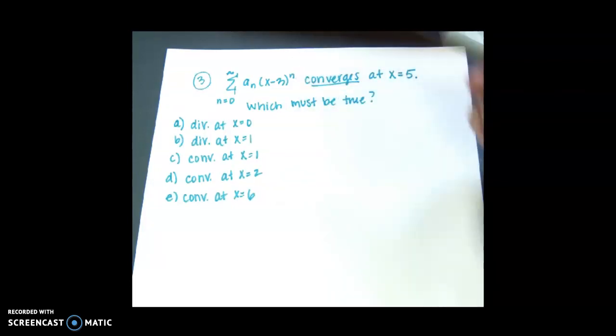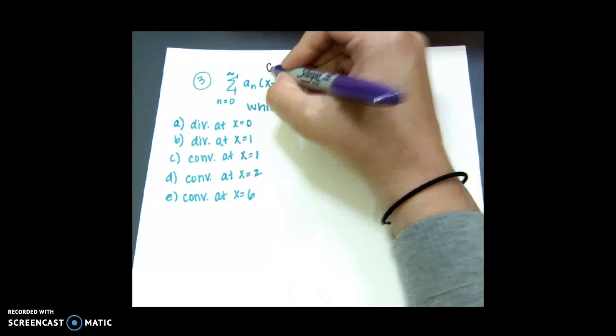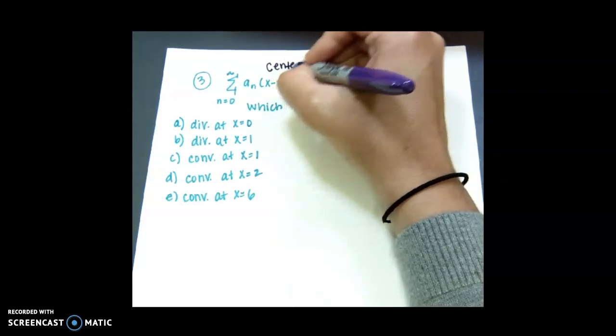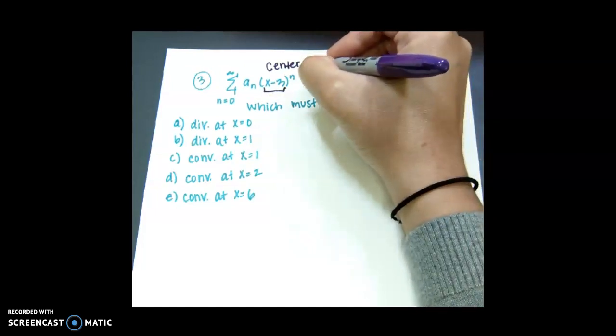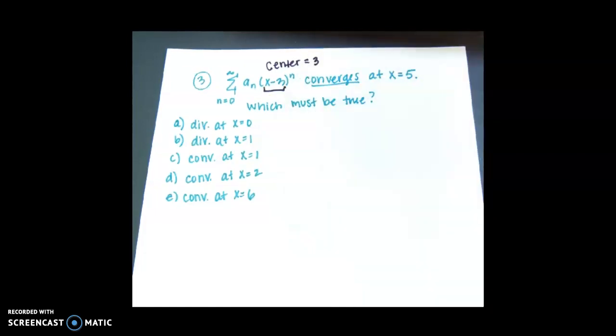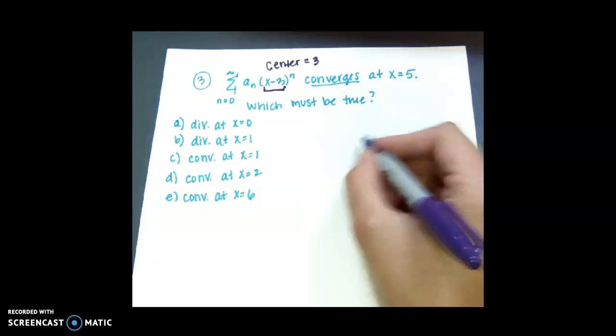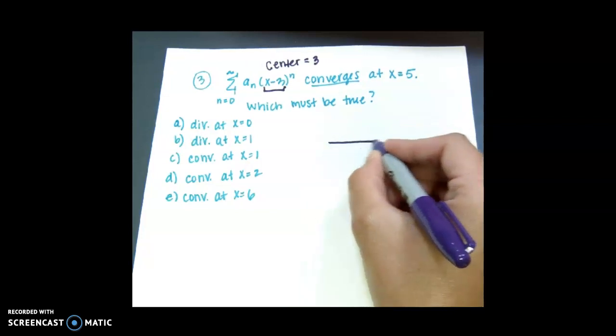So guys, remember, whenever you're doing interval of convergence, so you're figuring out where it converges, you always look at the center or the c value, and that always comes from x minus 3, so the center is going to be 3. Okay? So, if we know it converges at 5, think about this.